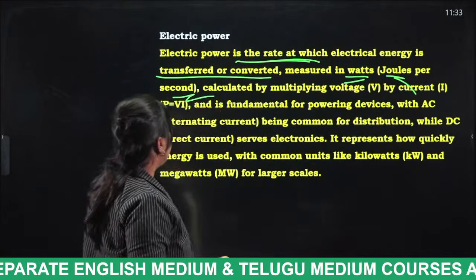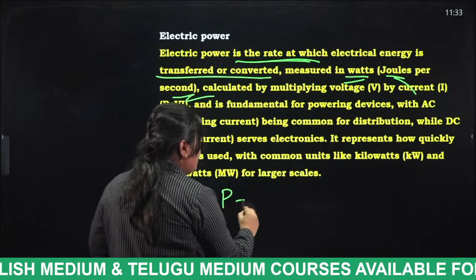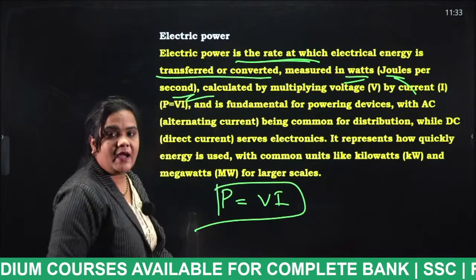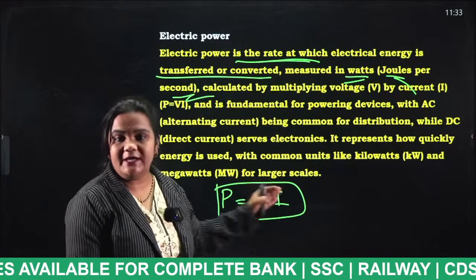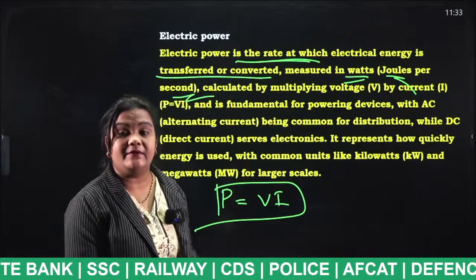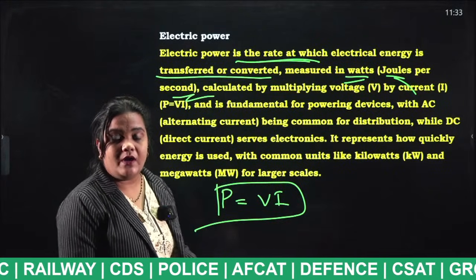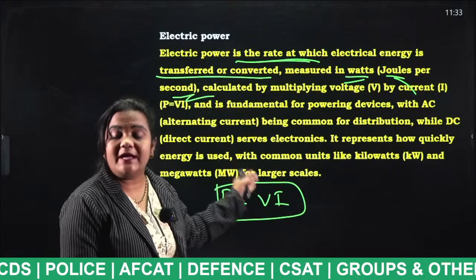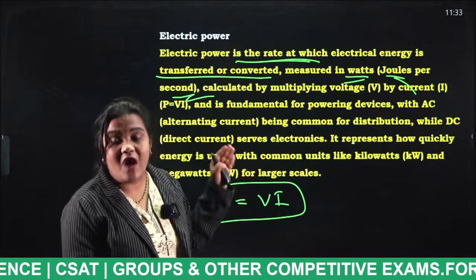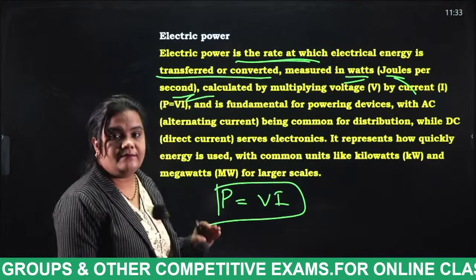Okay, how do you get it, students? Electric power P is equal to V into I. Very important formula. Electric power P is equal to V into I. Electric power is equal to voltage into current. Very important. What is the unit of electric power? Watts or joules per second.